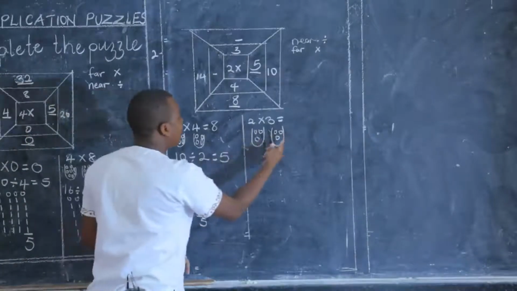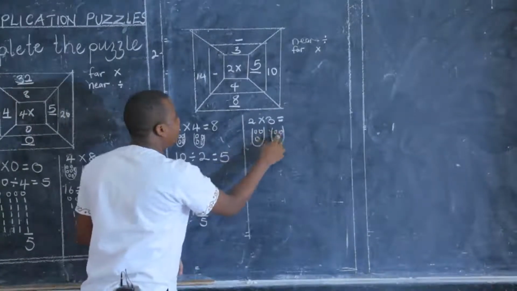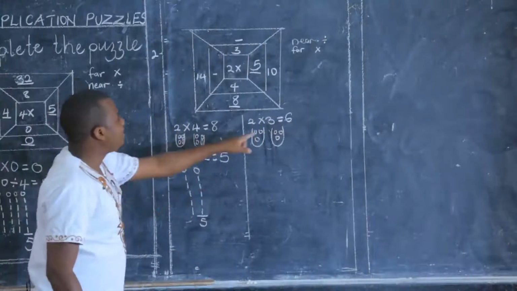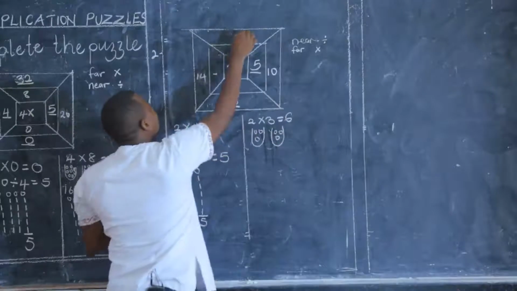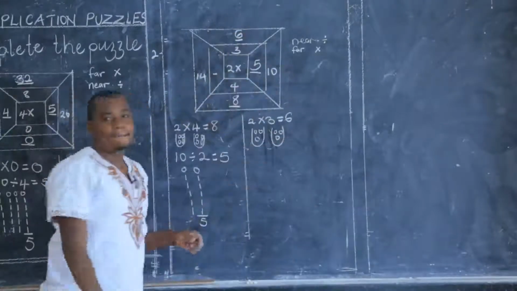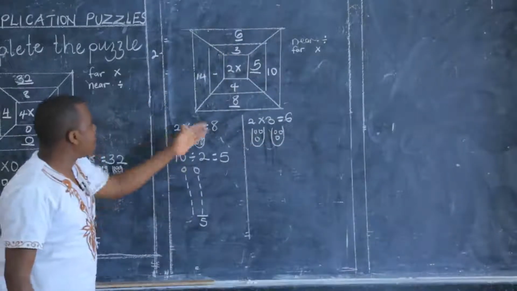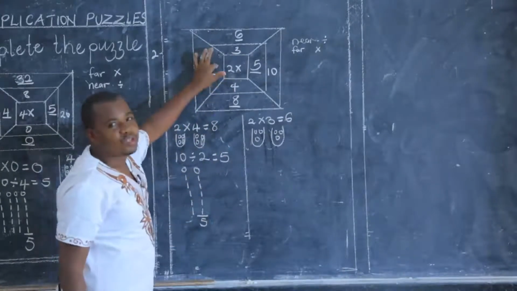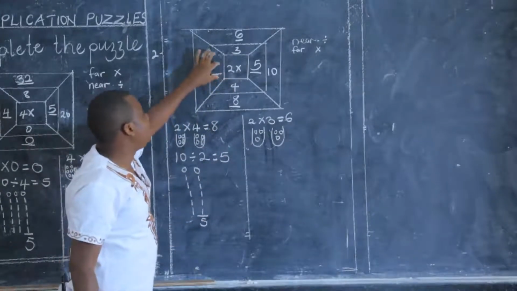So what is 2 times 3? 1, 2, 3, 4, 5, 6. 2 times 3 is 6. After getting 6 here, come and complete your puzzle. Then I move now here. The dash is near. So we are getting the answer that is near the center.